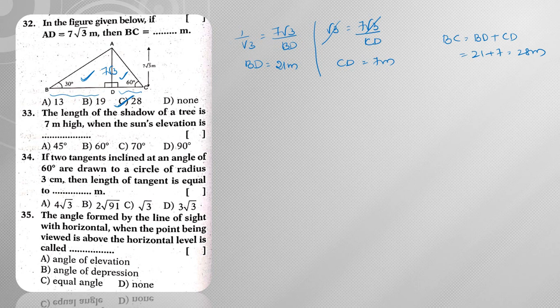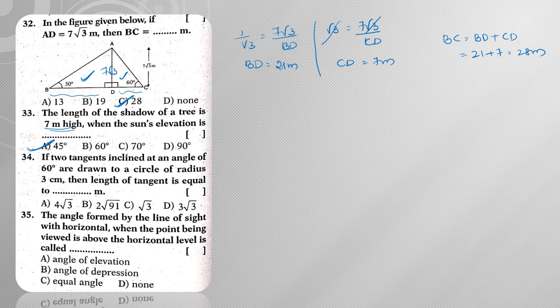Next, the length of the shadow of the tree is 7 meters high when the sun's elevation is, he is asking. Here there is some problem with the question, right? So here, if the length of the shadow and the height of the tree are both 7 meters, then the angle of elevation is 45 degrees. So in such a situation we can say that.